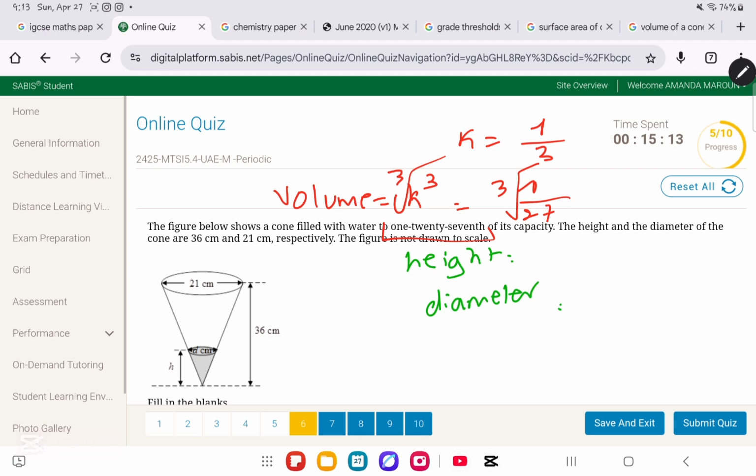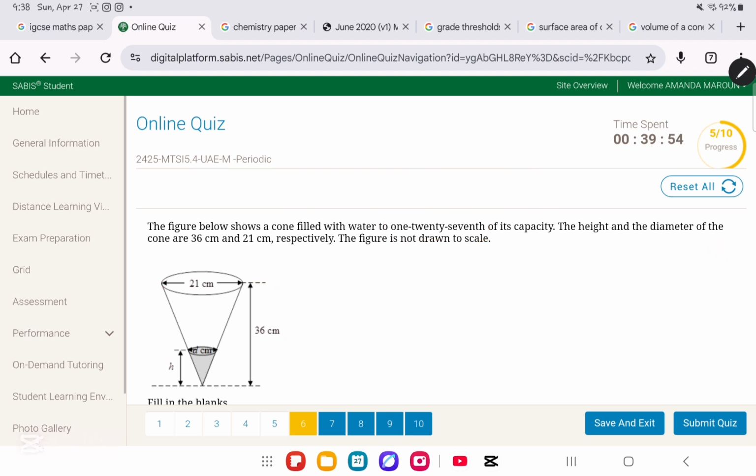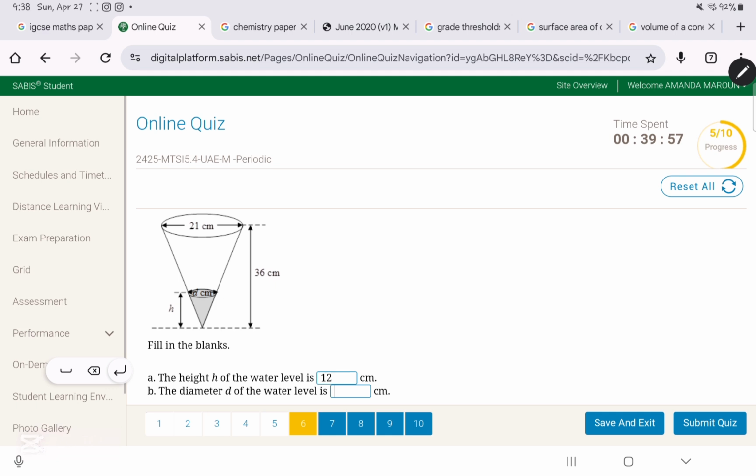Now, K, we will use it when we are dealing with sides, with length. For example, we're dealing with the length and the diameter, we will use K. That means 1/3, we will use it over here, and 1/3, we will use it over here. Now, very simply, you will multiply the respective height, which is 36, and then the diameter, you will multiply it by 21. And like that, you will get your two answers. So over here, it's going to be 1/3 times 36, which is 12, and 1/3 times 21, which is 7. So respectively, our answers are 12 and 7.